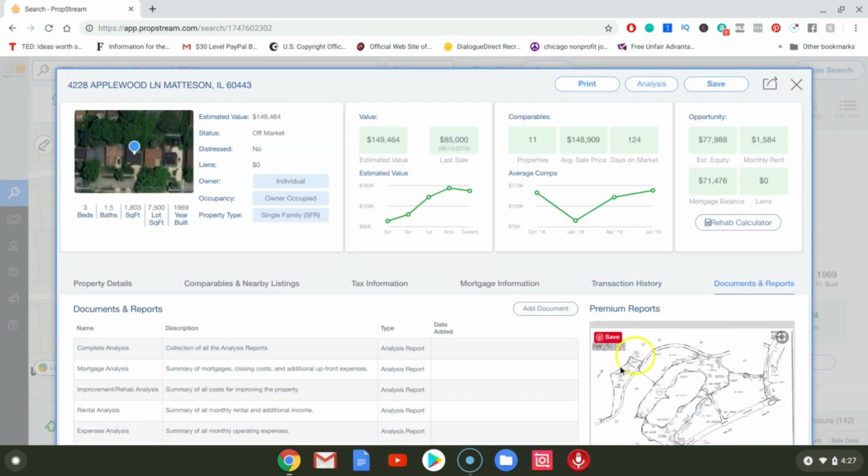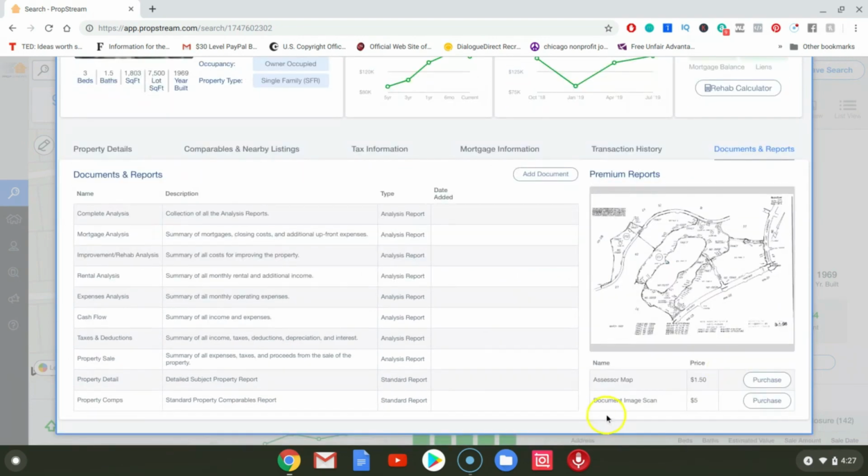They even allow you to purchase premium reports of the property, such as a survey or an assessor's map and things of that nature. You can really check out all of this stuff, which I actually recommend. It's got cash flow, rental analysis, literally everything that you can possibly imagine. And you can view this information and then print it from there, guys. So I want you all to be aware of that.